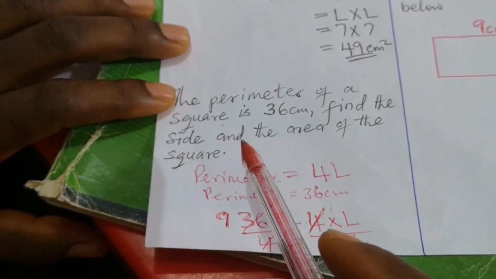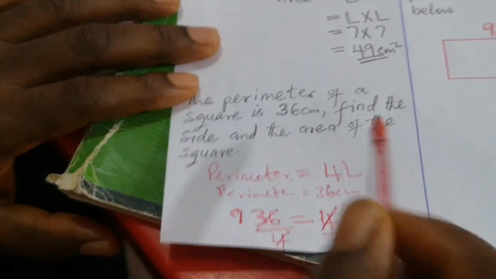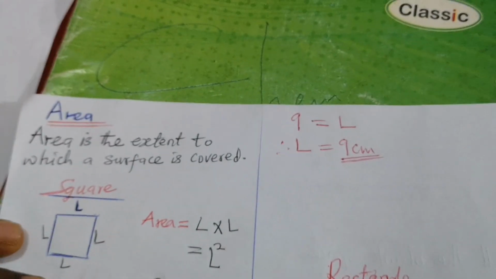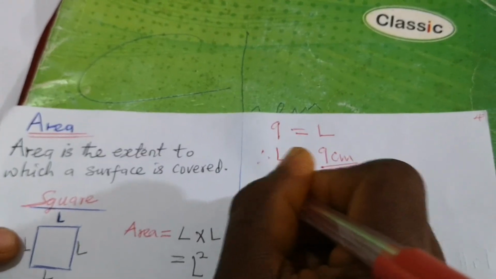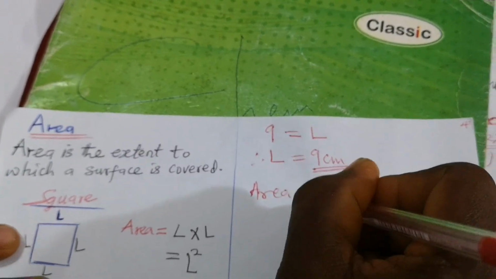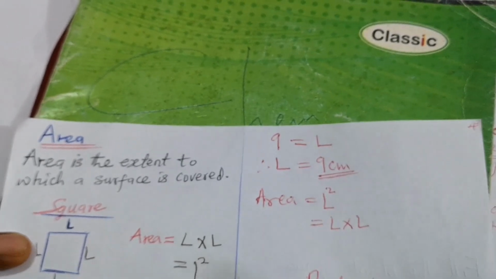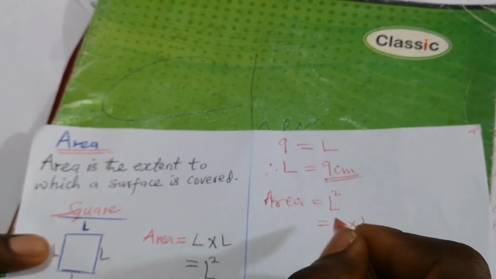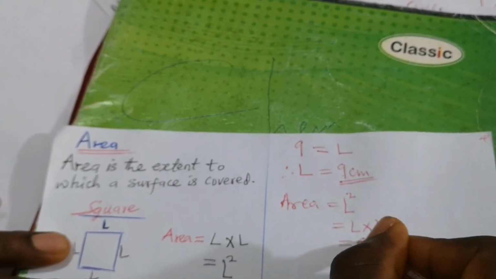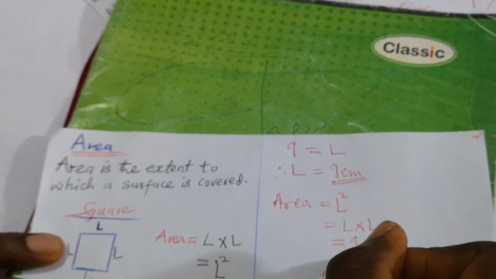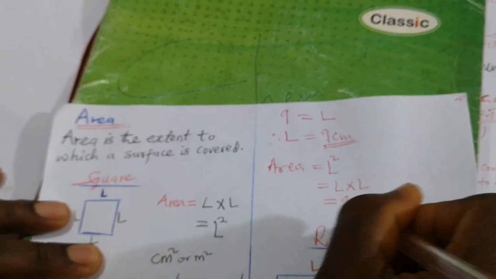But we were also told to find the area of the square. Now remind me the formula for calculating the area of a square. Correct, that is correct. The area of a square is L square, which is equal to L times L. Now L is the side. Since we have gotten the value of L to be 9, we can now say the area is 9 times 9, which is equal to 81 cm square.